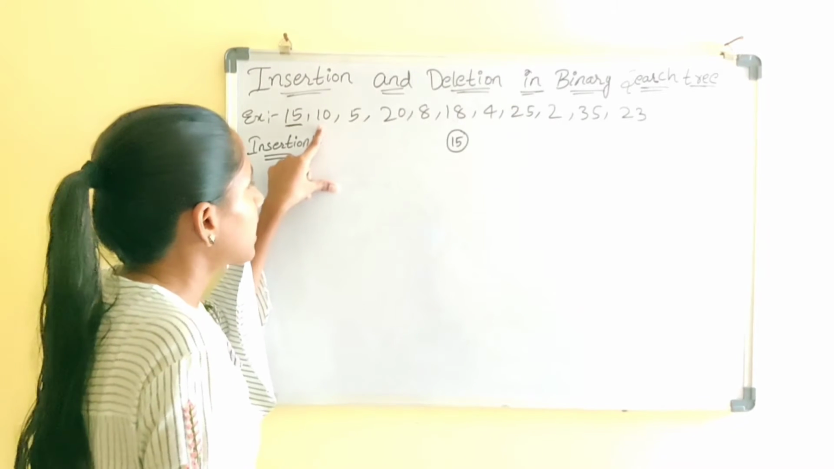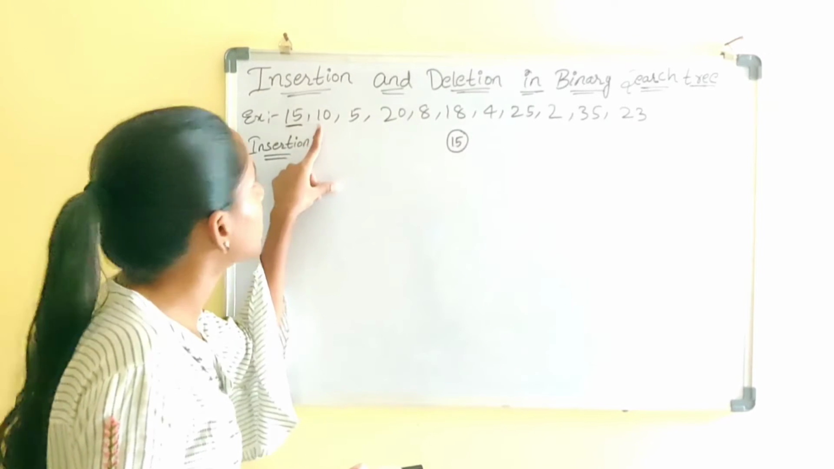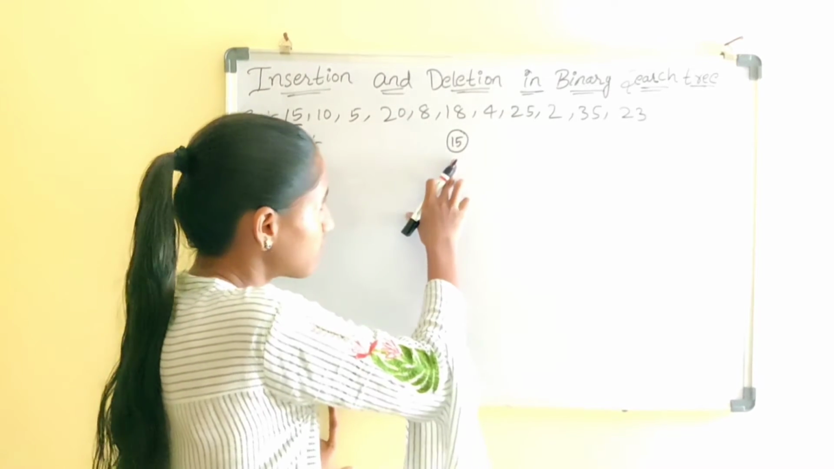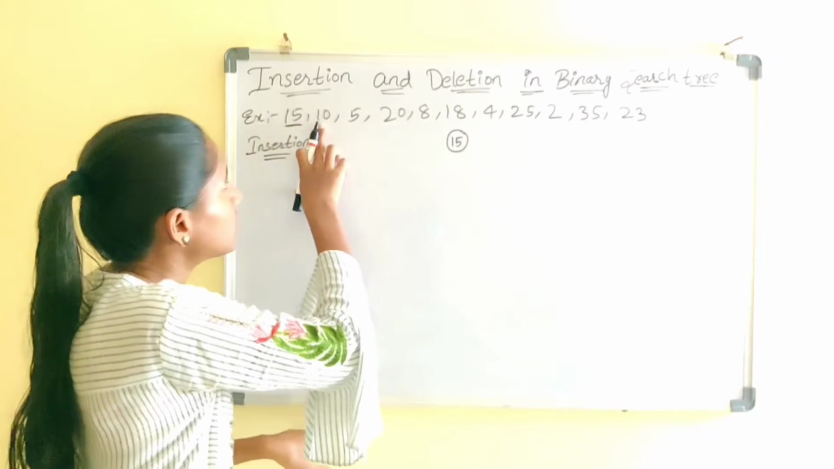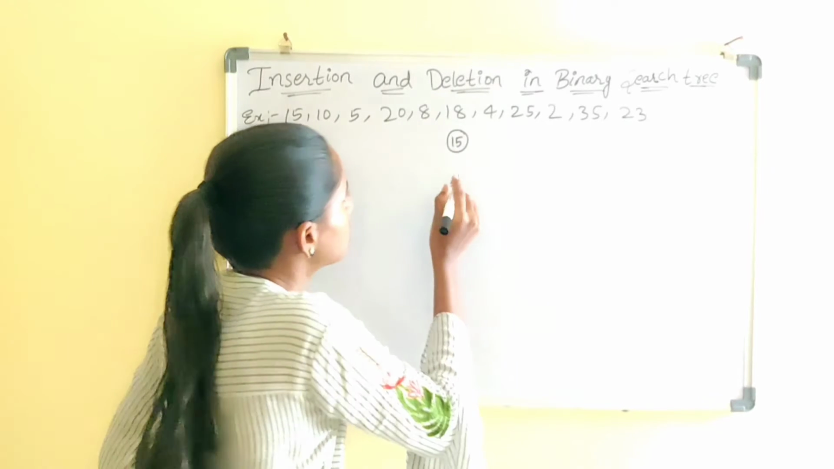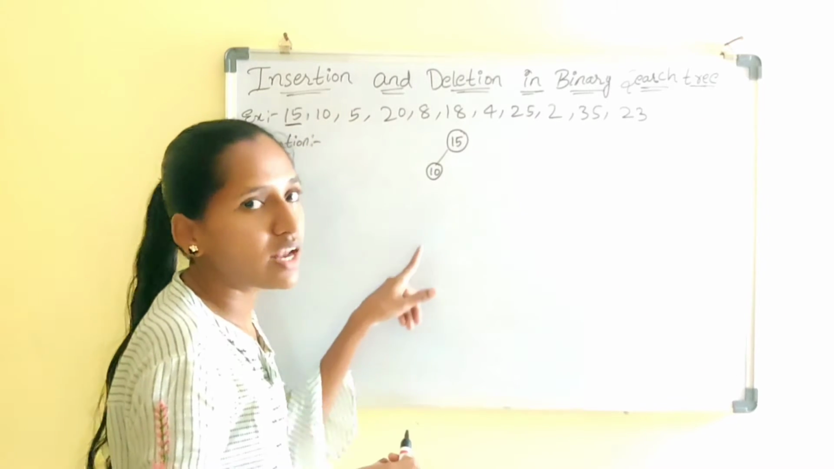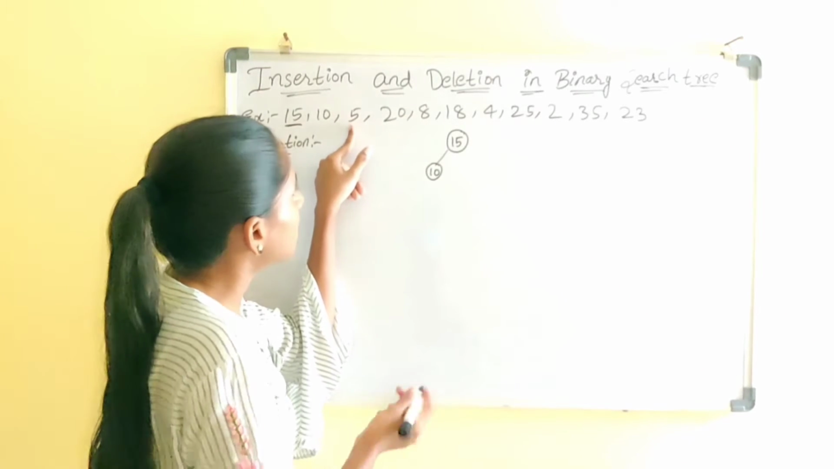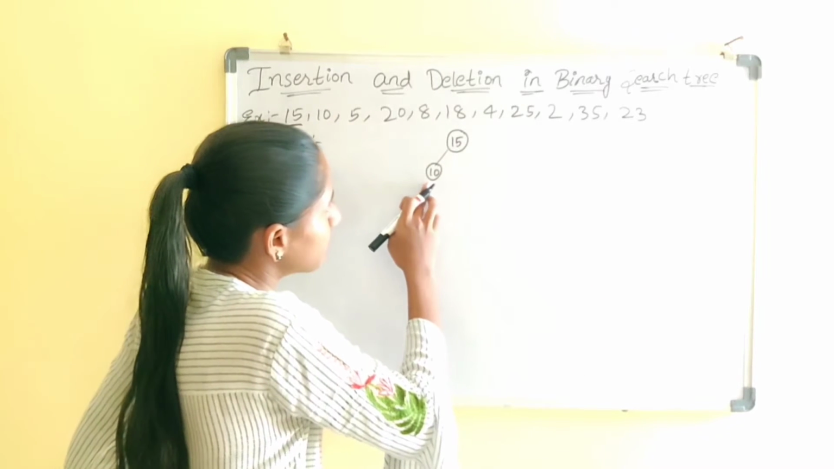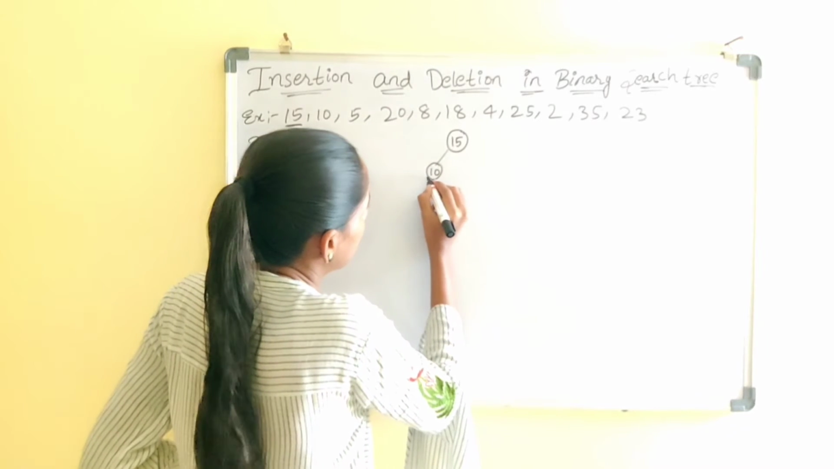10. Is 10 less than or greater than the root node? Less. The root node is 15 and the next value is 10. 10 is less than the root node, so it goes on the left side. Then 5. 5 is less than the root node, and it is also less than 10.